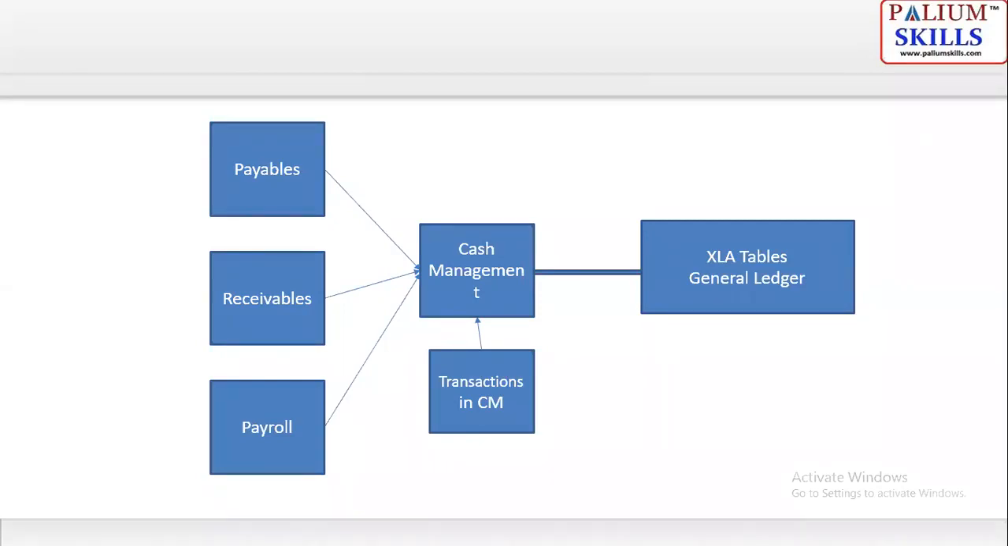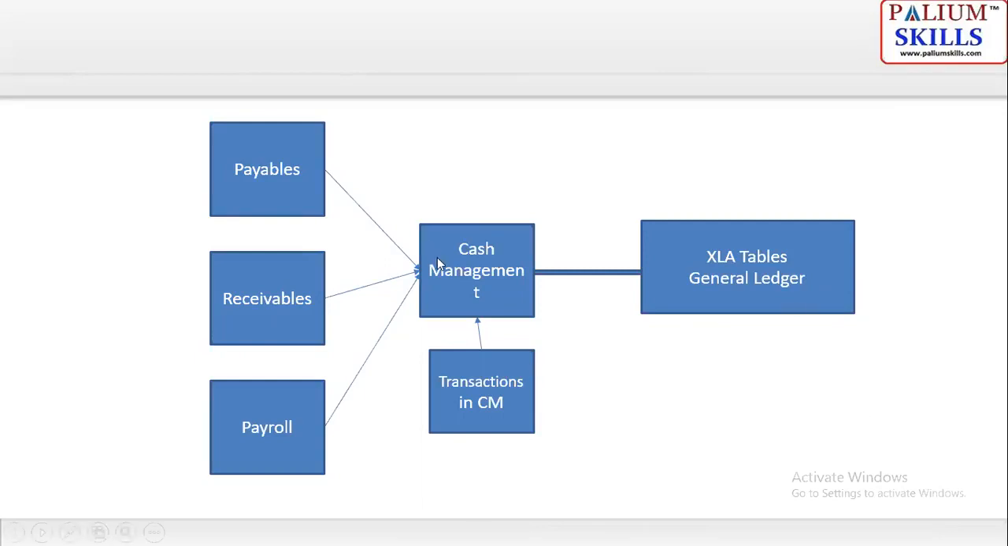So payables, receivables, payroll, these are the three main modules that interact with cash management. Besides, there are also other modules like lease, payments, and all those that interact with it. Basically, all transactions relating to banks are in cash management.